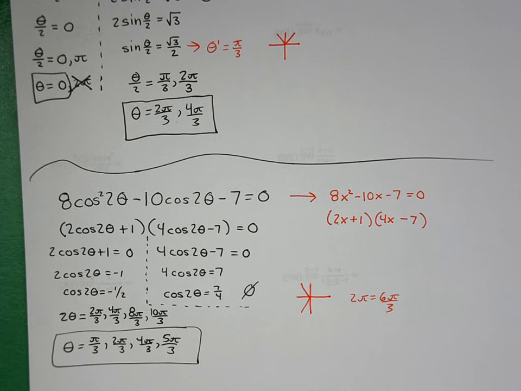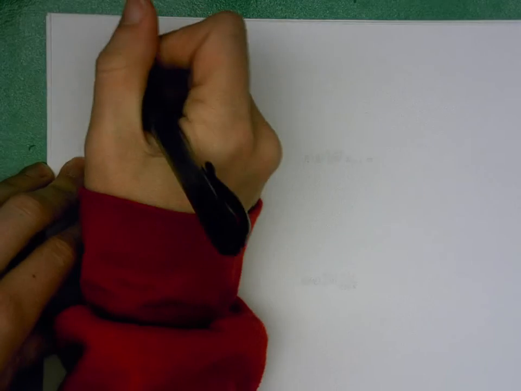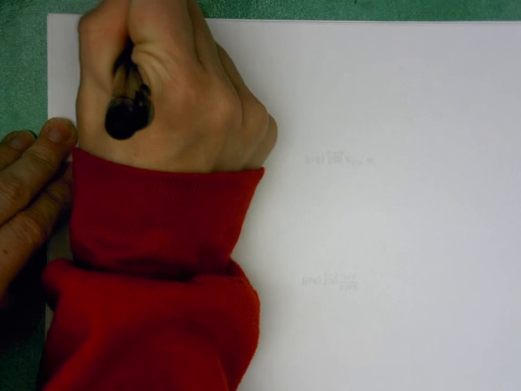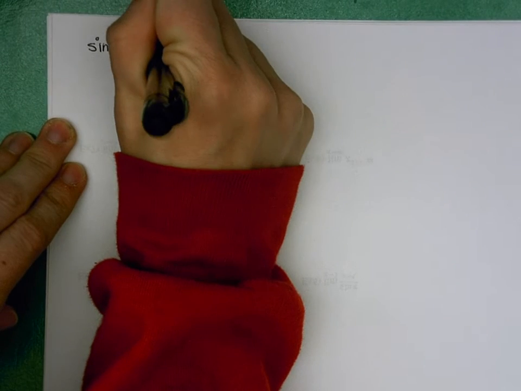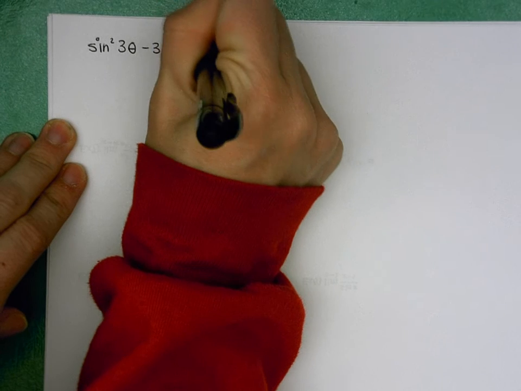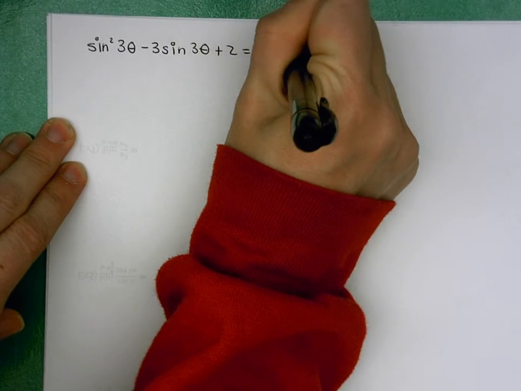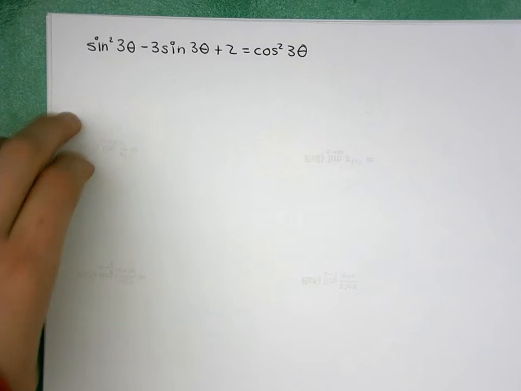Okay, one more here, ladies and gentlemen, and then that'll wrap up our extra practice for this video. We have sine squared of 3 theta minus 3 sine of 3 theta plus 2 equals cosine squared of 3 theta. Go ahead and pause the video. Restart it when you're ready.